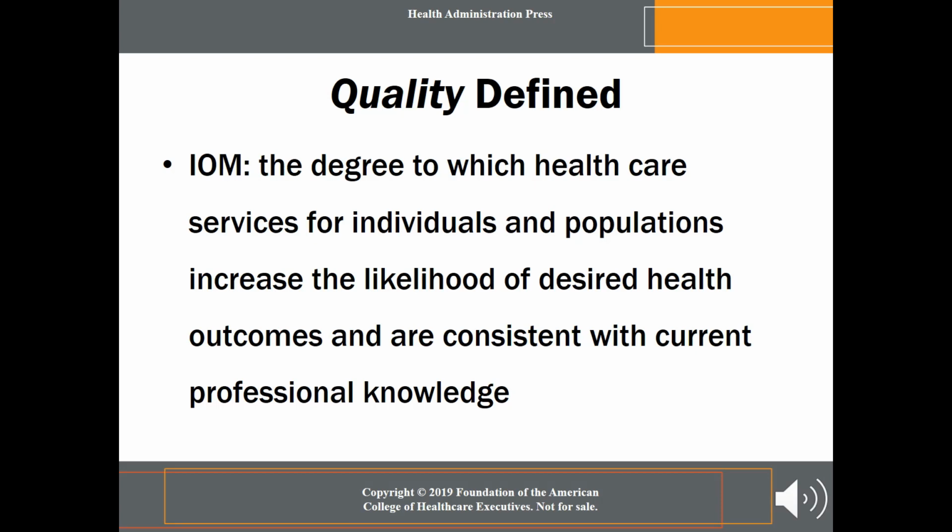The Institute of Medicine defines quality as the degree to which healthcare services for individuals and populations increase the likelihood of desired health outcomes and are consistent with current professional knowledge.